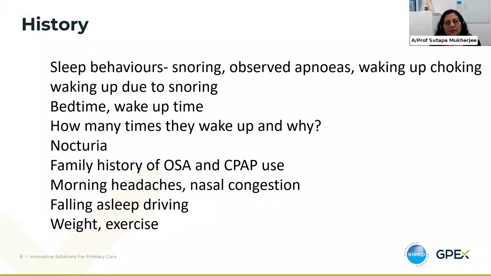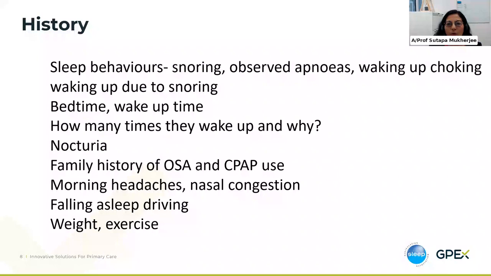So when we think about sleep behaviours, I've already mentioned they might come in with snoring, observed apneas, waking up choking or gasping for air, actually waking up because of their snoring. In the history, I always ask about what time they go to bed, what time they get out of bed, how many times they're waking up during their sleep time and why they're waking up. And many times it's because of animals in the bedroom, children, but on a lot of occasions they don't actually know why they wake up.